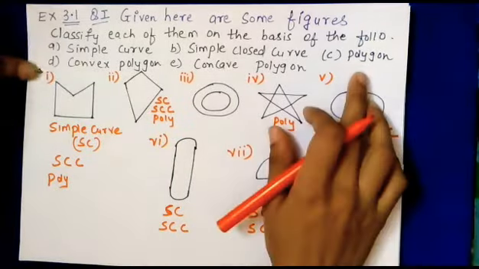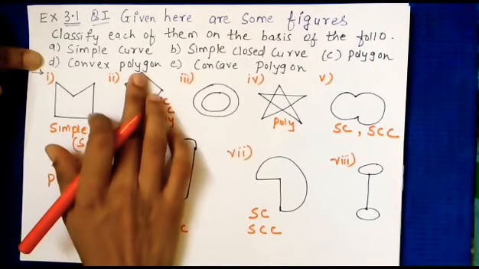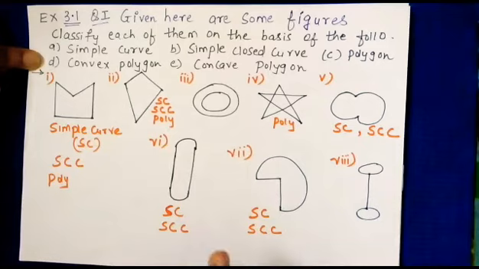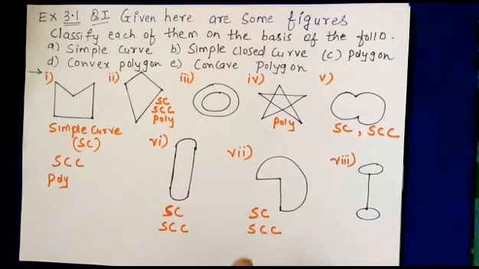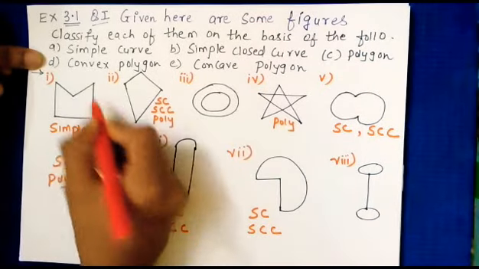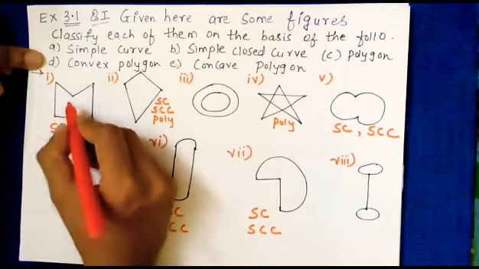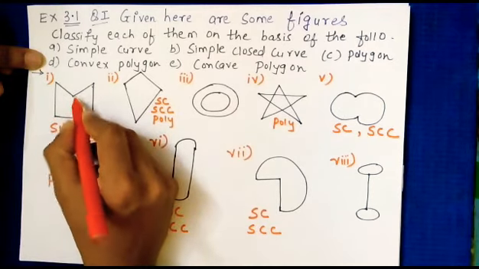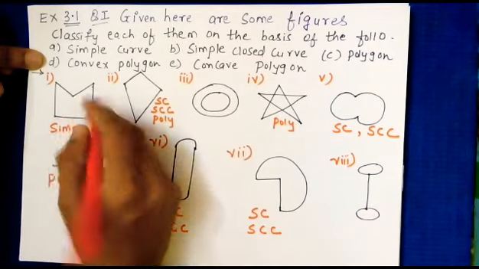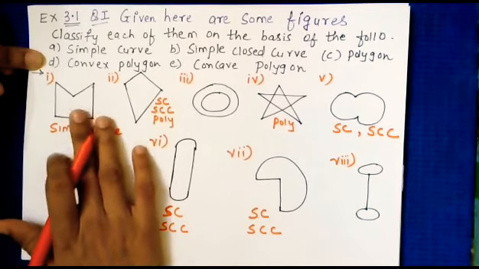Now moving ahead, D is convex polygon. So what was our condition for a convex polygon? All the angles should be less than 180 degrees. In the first one, this angle is less than 180, this less than 180, this less than 180, this less than 180. But this one angle is not less than 180 degrees. So the first one is not convex. So this will not come.